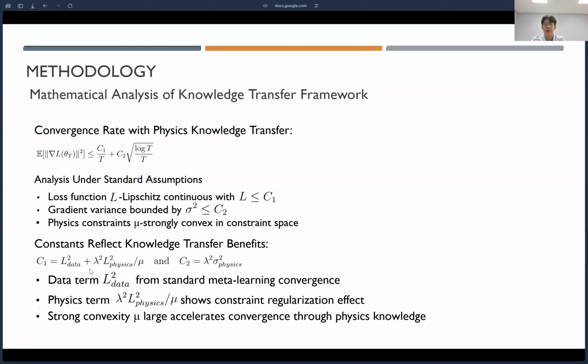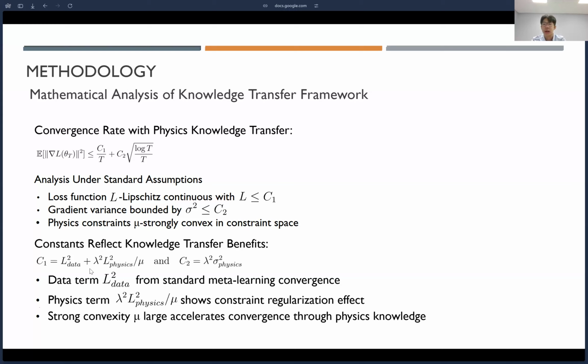And this analysis works under standard assumptions. The loss function L is Lipschitz continuous with L less than or equal to c1. The gradient variance is bounded by sigma squared less than or equal to sigma 2, and the physics constraints are mu strongly convex and constraint-based. The constraints reflect knowledge transfer benefits.